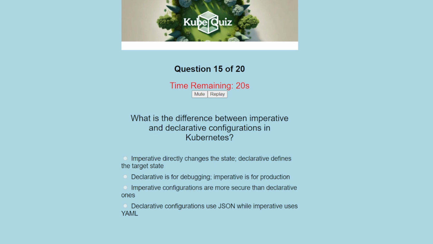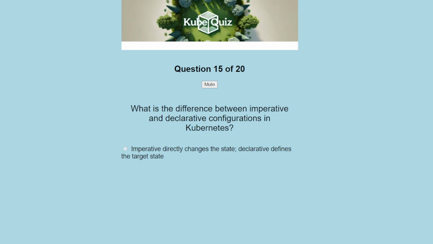What is the difference between imperative and declarative configurations in Kubernetes? Imperative directly changes the state, declarative defines the target state. Declarative is for debugging, imperative is for production. Imperative configurations are more secure than declarative ones. Declarative configurations use JSON while imperative uses YAML. The correct answer is, imperative directly changes the state, declarative defines the target state.